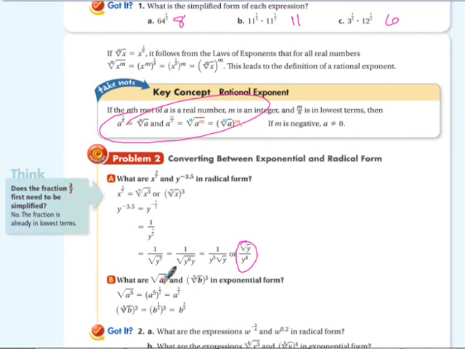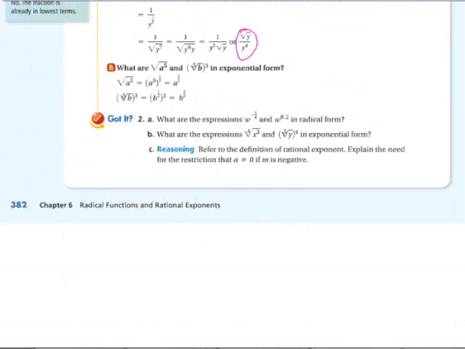Okay, the index is the denominator and the power is the numerator. So this is just b to the 3/5. This is a to the 5/2. Easy peasy. Let's take a look at Got It number 2.